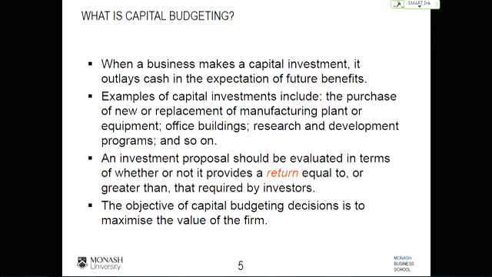So the objective of capital budgeting decision is the same as what we've been talking about. It is to maximize the shareholders' value. So at the end of the day, any decision that we are going to make is in order to maximize the shareholders' value. Okay?